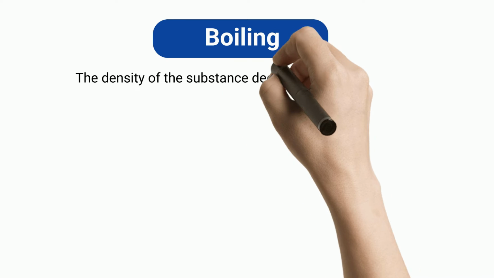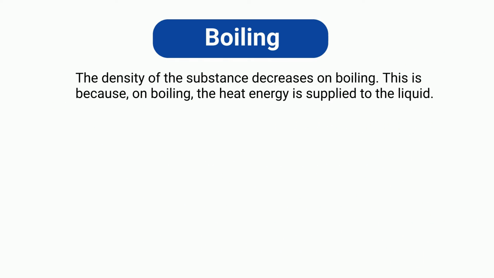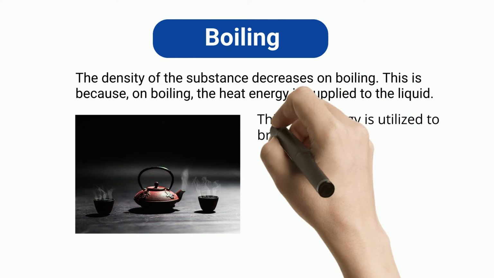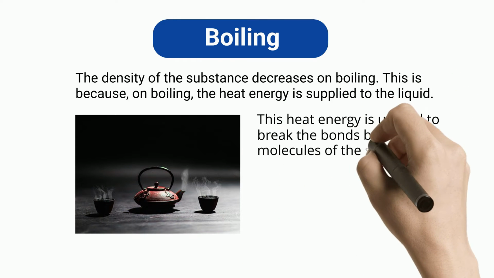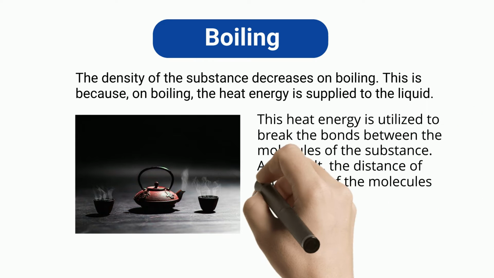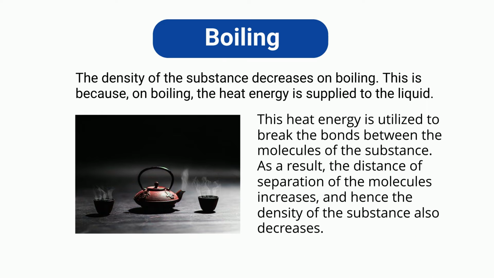Boiling. The density of the substance decreases on boiling. This is because, on boiling, heat energy is supplied to the liquid. This heat energy is utilized to break the bonds between the molecules of the substance. As a result, the distance of separation of the molecules increases, and hence the density of the substance also decreases.